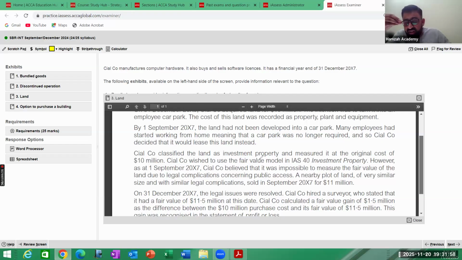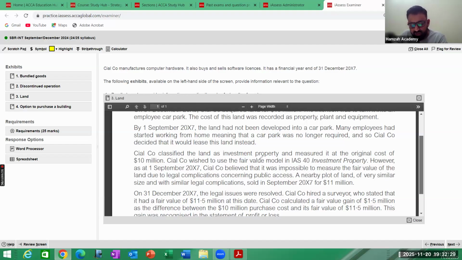And when we measure it at 11 million, there will be a 1 million gain, and that gain should be recorded in other comprehensive income. On the date of transfer, everything will be done as per the previous standard. So we will transfer it at 11 million, but before we transfer it, we will re-measure it at fair value of 11 million on the date of transfer, and the gain will be treated as per IAS 16 as a revaluation gain.